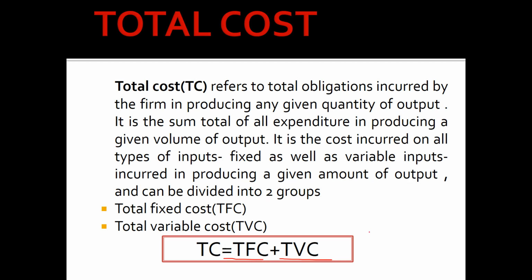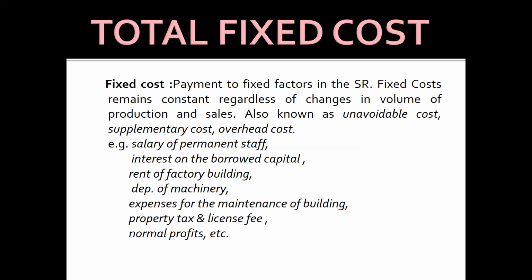It refers to the total obligations incurred by the firm in producing any given quantity of output. It is the sum total of all expenditure in producing a given volume of output. It is the cost incurred on all types of inputs, fixed as well as variable, incurred in producing a given amount of output. And it can be divided into two groups: one is total fixed cost, another one is total variable cost. So one by one, we will understand what we mean by TFC and what we mean by TVC.